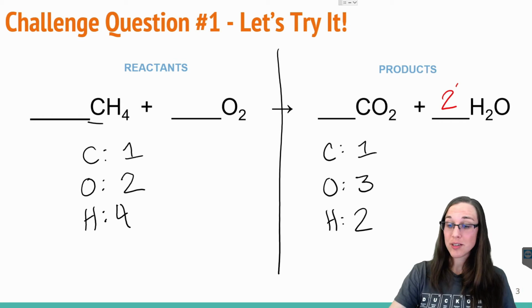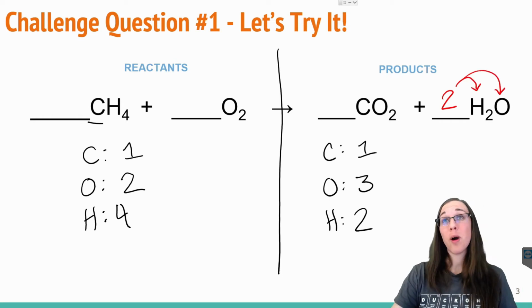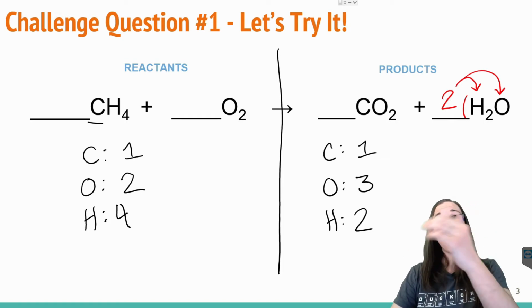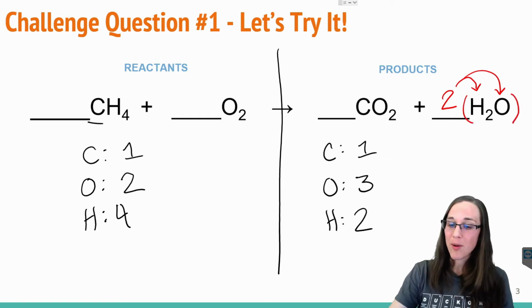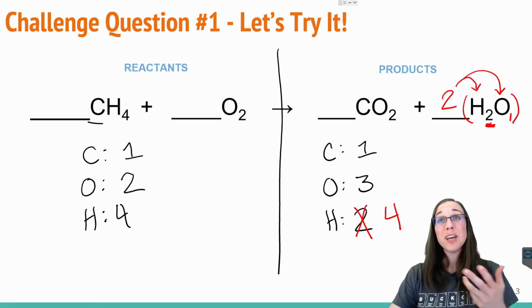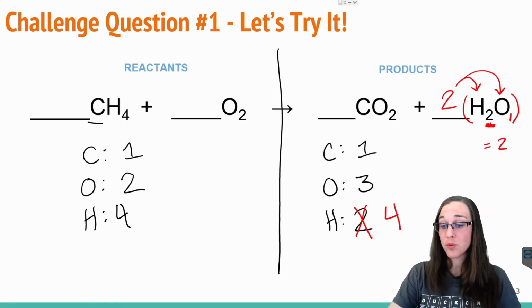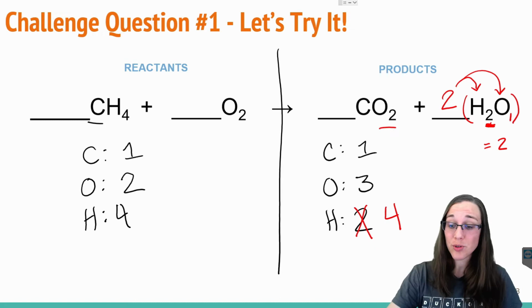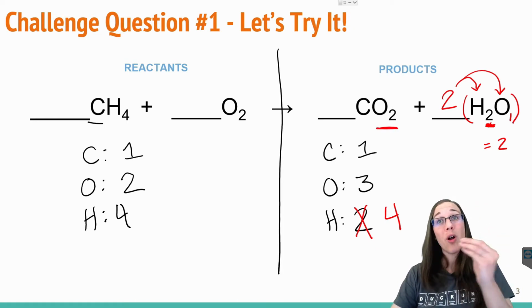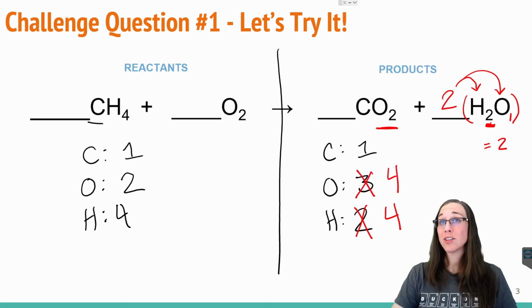Now that 2 can distribute into the H2O water molecule, just like in math, where anything in parentheses multiplies by everything inside. So now I would have 4, 2 times 2, hydrogens down here. And in the water molecule, I have 1 oxygen, so 2 times 1 would give me 2, but don't forget that there are still 2 oxygens in the carbon dioxide. So now on the product side, overall, I have 4 oxygen atoms.